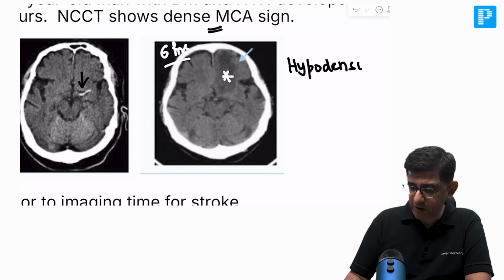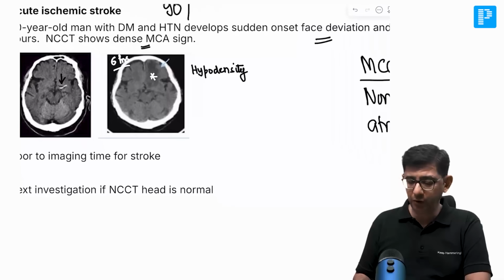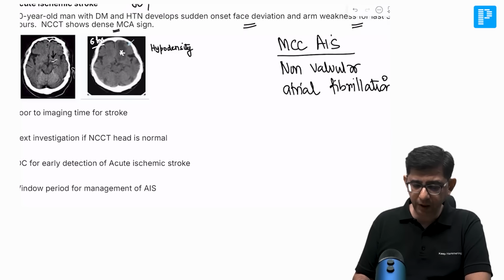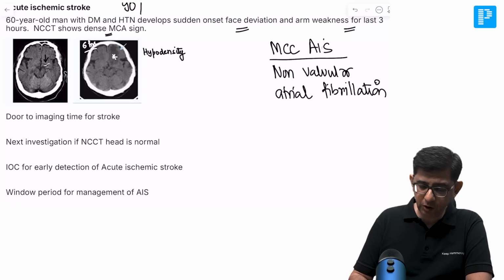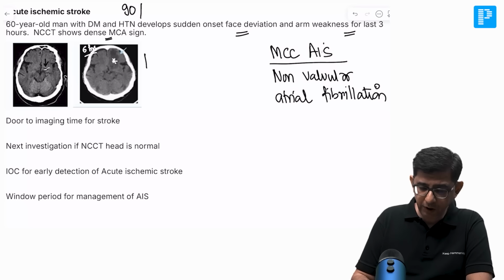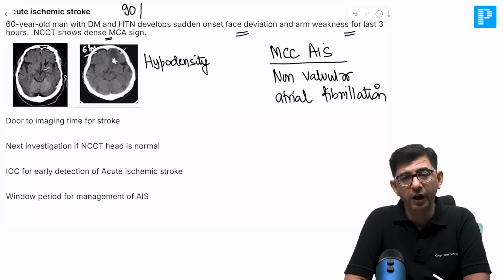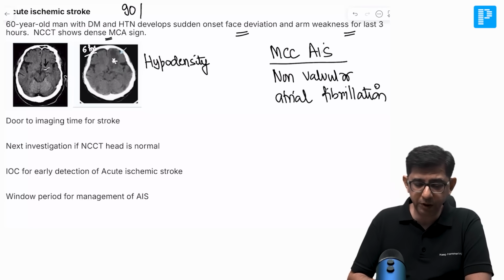So I said two things. If a person comes early, then it is a dense MCA sign if it's a large clot, and then subsequently a hypodensity can be seen. The main aspect is whenever it is a brain hemorrhage, it will always have a white area. But here, because there's an infarct, it is hypodensity. But I'm not going to wait for hypodensity to fully evolve and then say that it is a stroke patient.